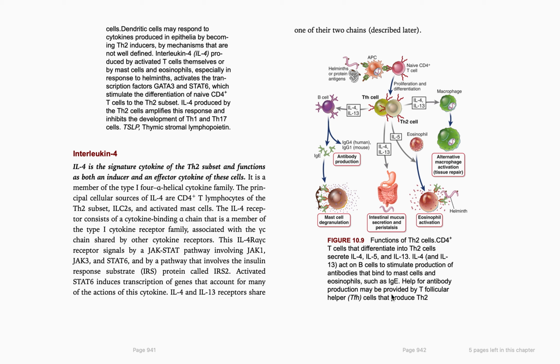Interleukin 4 receptors consist of a cytokine binding alpha chain that is a member of the type 1 cytokine receptor family, associated with the gamma C chain shared by other cytokine receptors. This interleukin 4 receptor and gamma C receptor signal by the JAK-STAT pathway involving JAK1 and JAK3, and by a pathway involving the insulin response substrate protein called IRS2. Activated STAT induces transcription of genes that account for many of the actions of these cytokines. Interleukin 4 and interleukin 13 receptors share one of their two chains, described later.